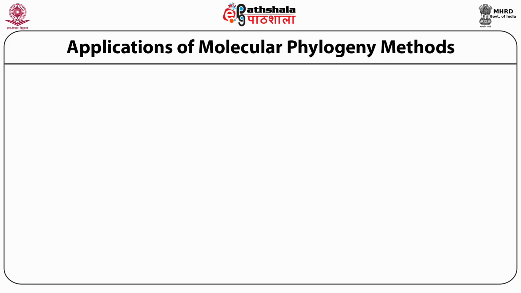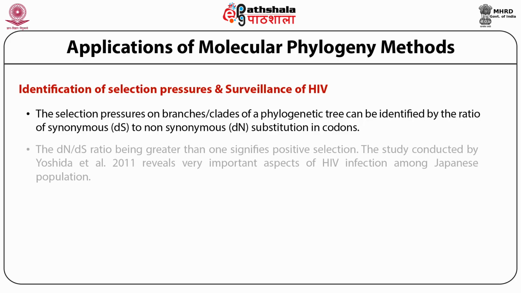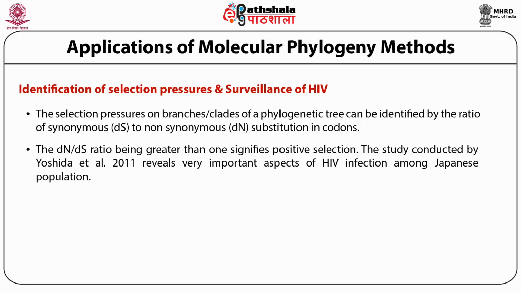Applications of molecular phylogeny methods. Identification of selection pressures and surveillance of HIV. The selection pressure on any particular branches or clades of a phylogenetic tree can be identified by the ratio of non-synonymous to synonymous substitutions in codons. A dN/dS ratio greater than 1 signifies a positive selection.